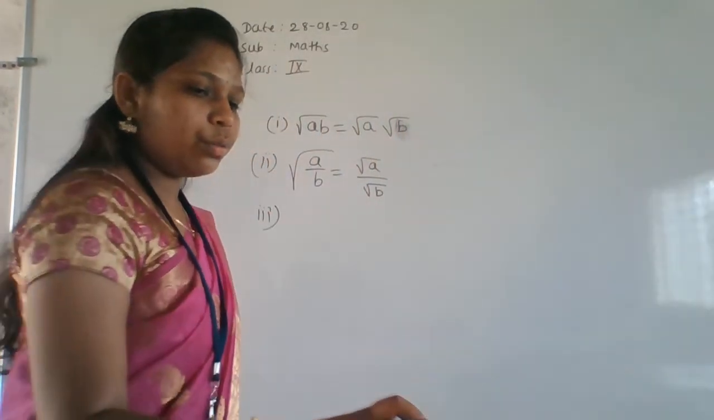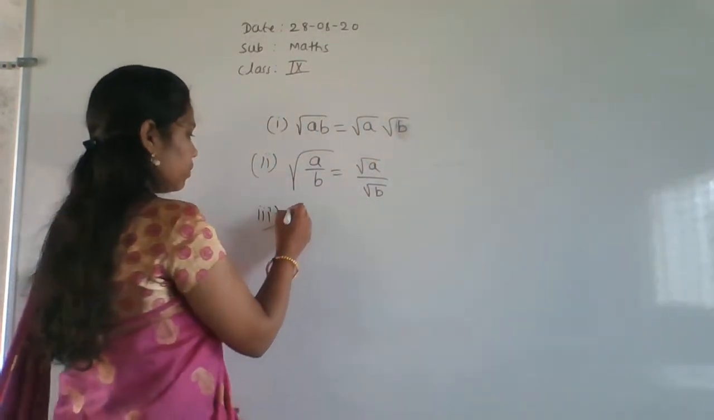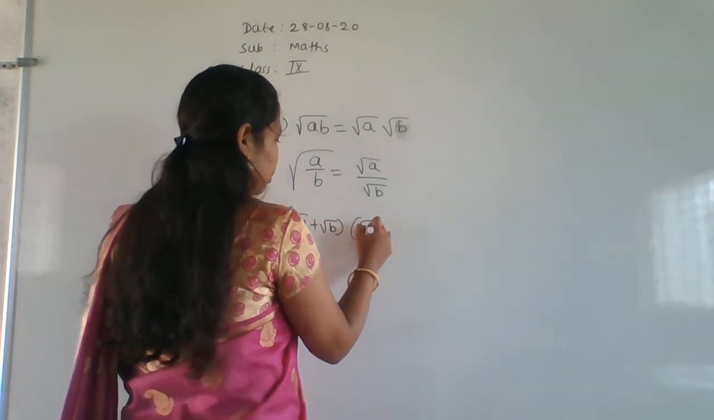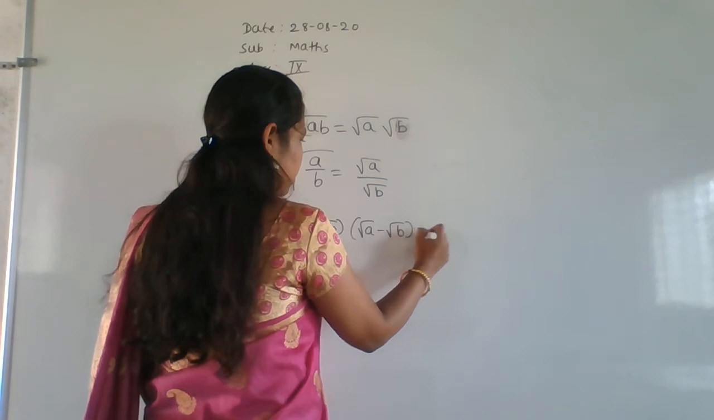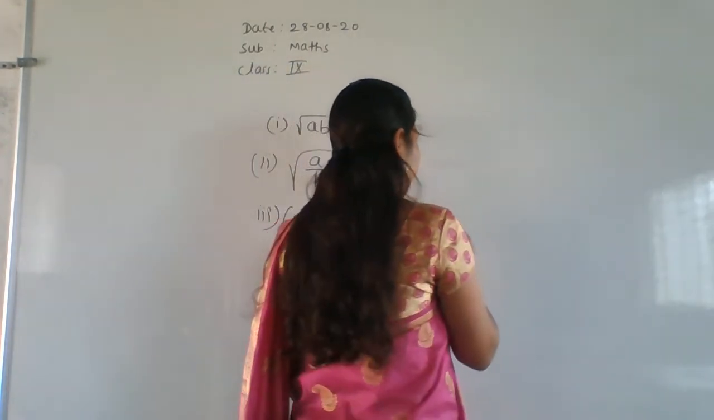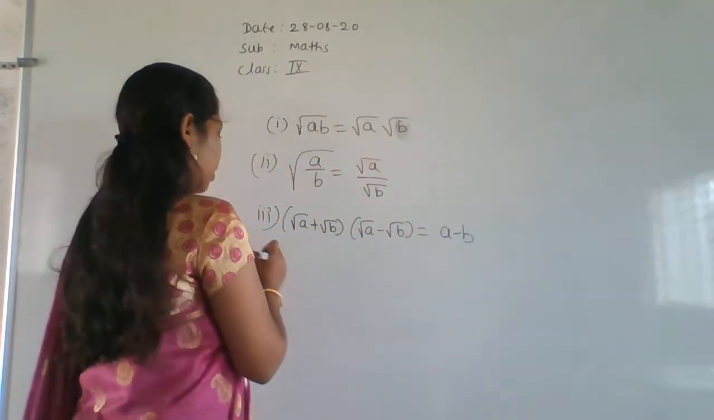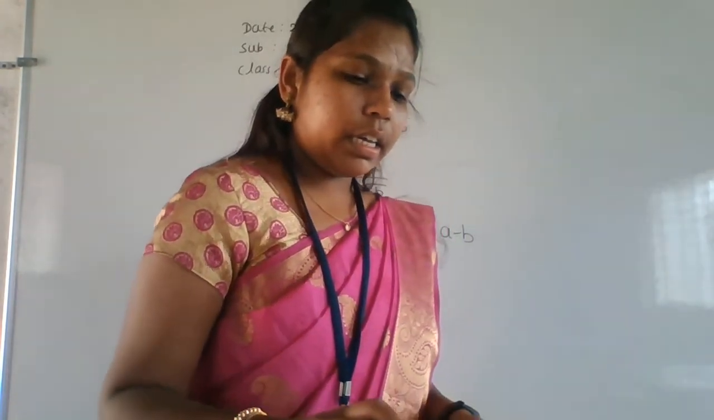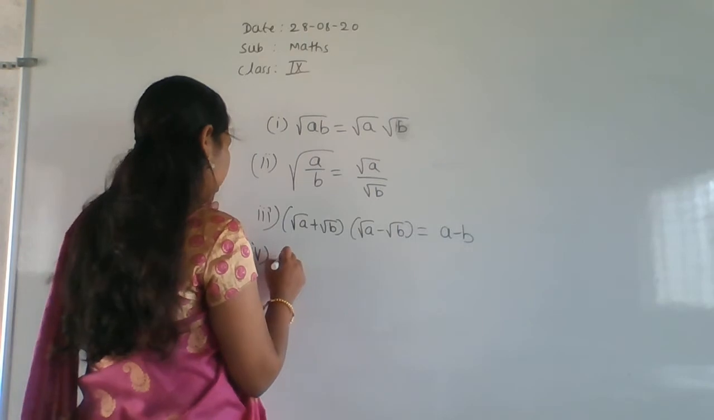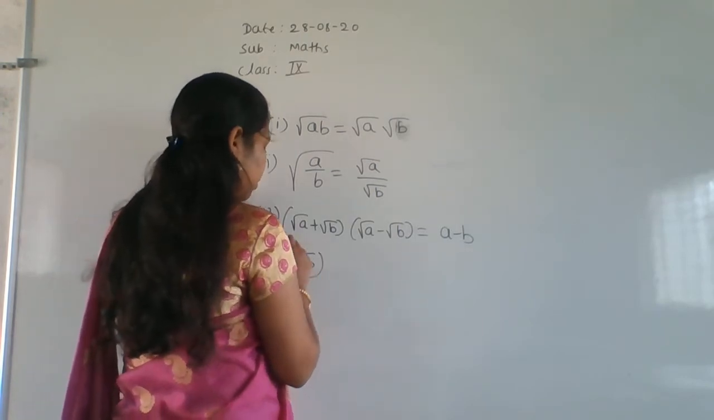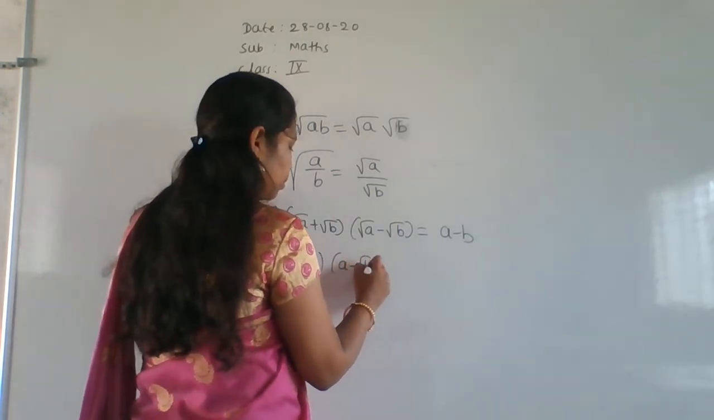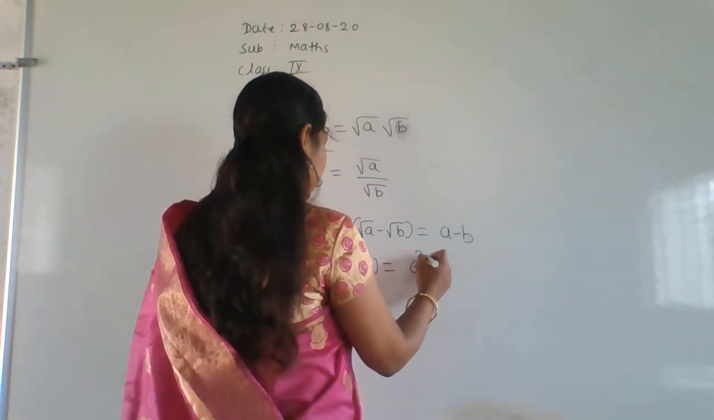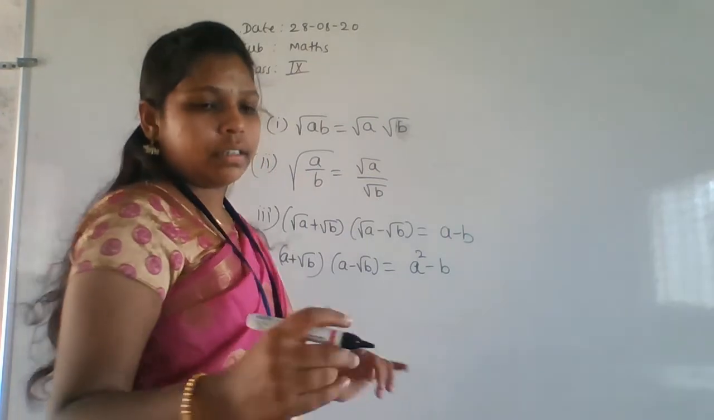The third one: root A plus root B into root A minus root B is equal to A minus B. And the fourth one: A plus root B into A minus root B is equal to A square minus B.